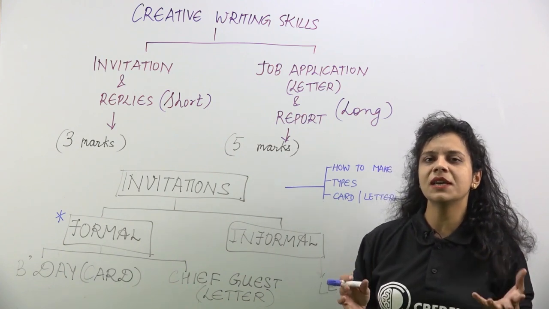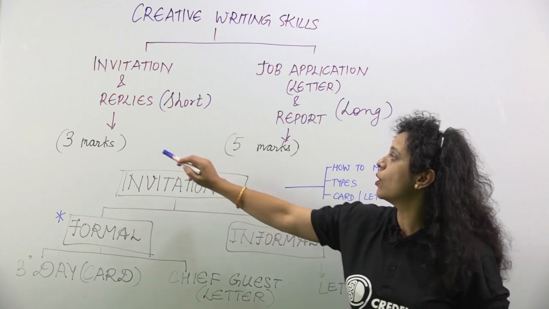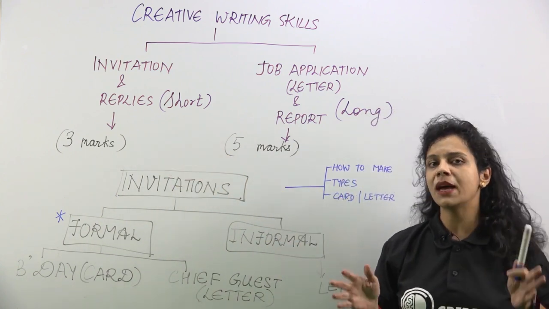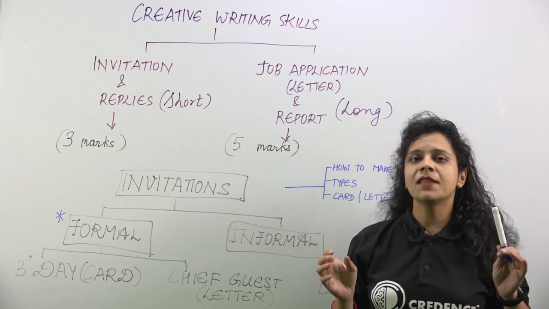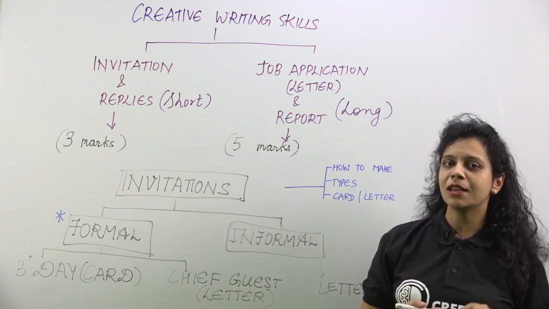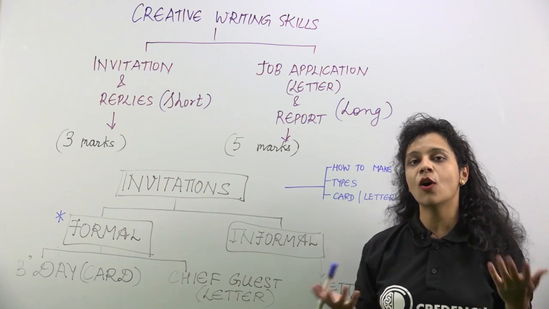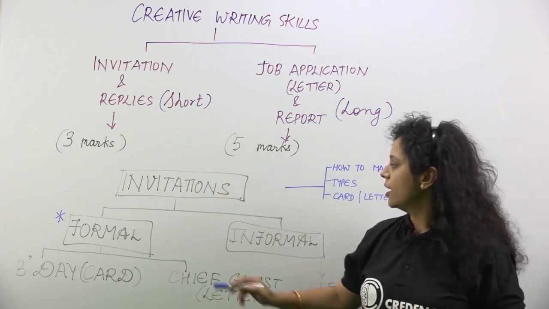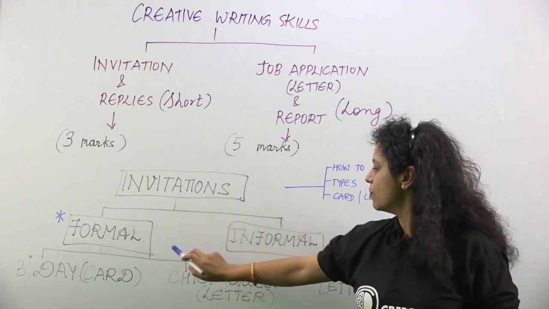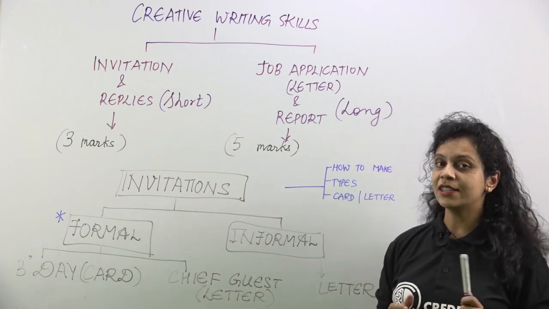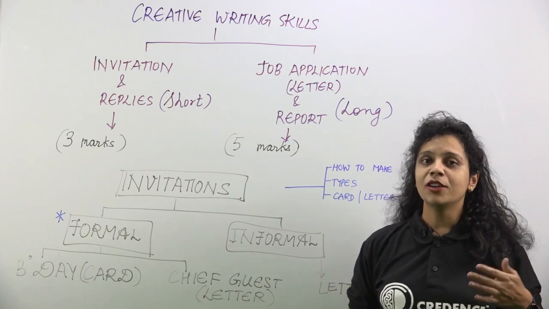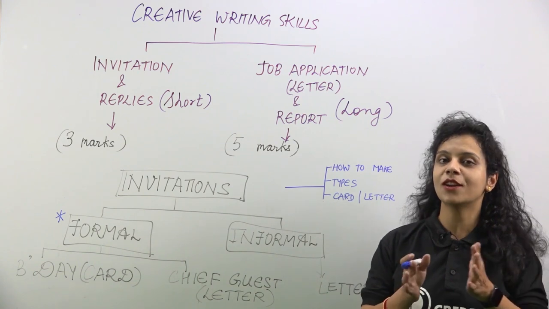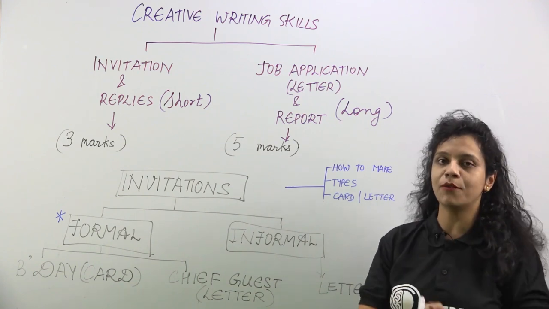You just learn the basic tricks and you can easily score 3 marks, which are there for invitations, because the format is going to remain the same. The basic content is going to remain the same. थोड़ा बहुत आपको changes करने हैं और you will get the whole 3 marks. So, first thing, invitations are of 2 types, formal and informal. जैसे ही आपने formal informal सुना, you could relate to the letters, which we have already studied. Letters are already of 2 types, formal and informal.